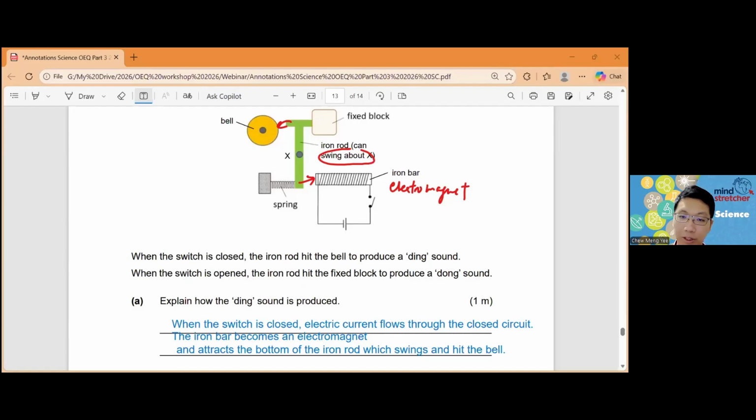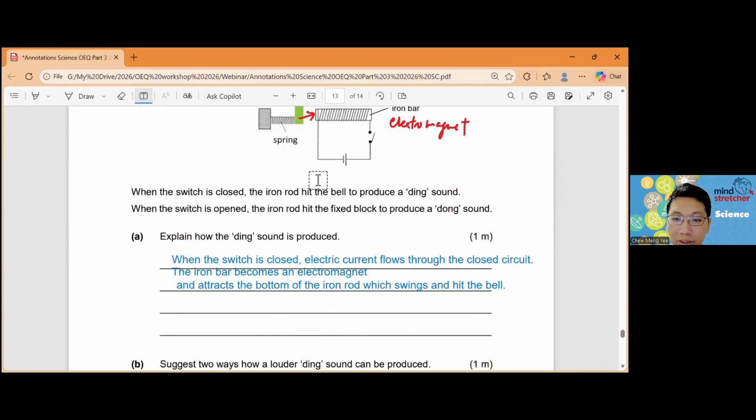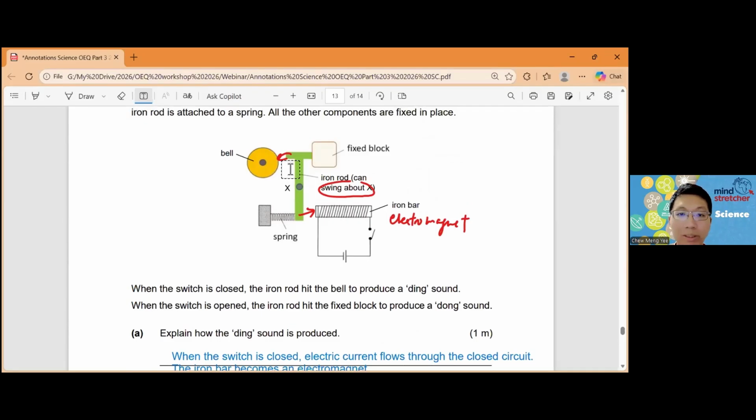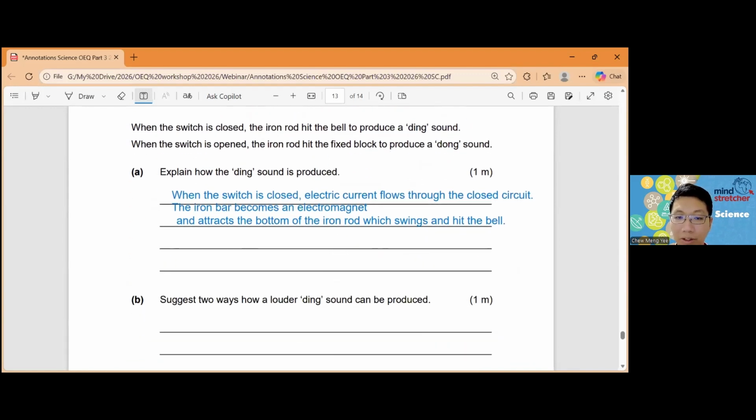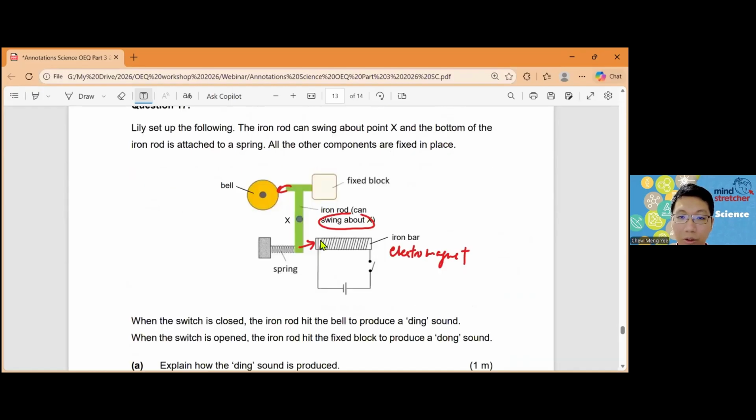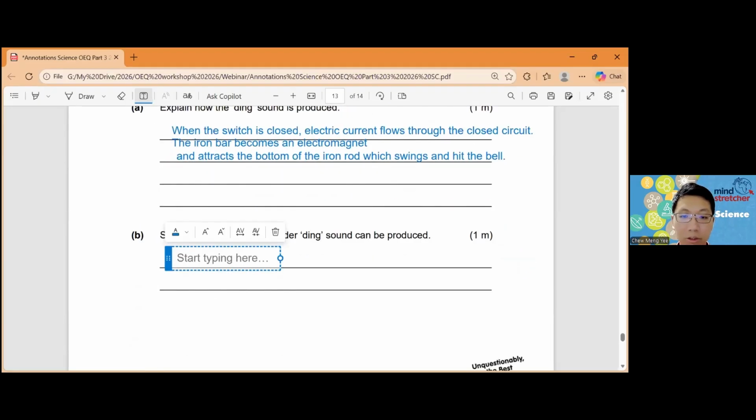Later, you just take a screenshot all together, then copy later. Now, suggest 2 ways how a louder ding sound can be produced. We already know how a ding sound is produced. How do we make it even louder? In order to produce a louder sound, it must hit the bell with a larger force. How do we make it hit the bell with a larger force? One way to do it is to make the electromagnet stronger. How do we make it stronger? We have a few ways to make a stronger electromagnet. Make more coils around the iron bar or use more batteries. So do that.